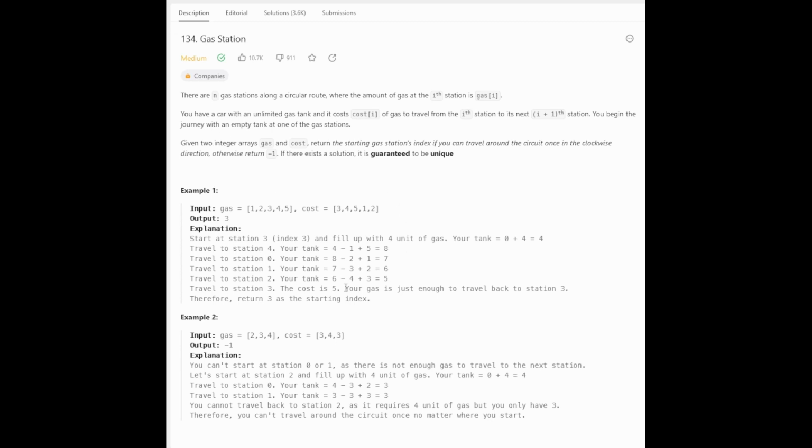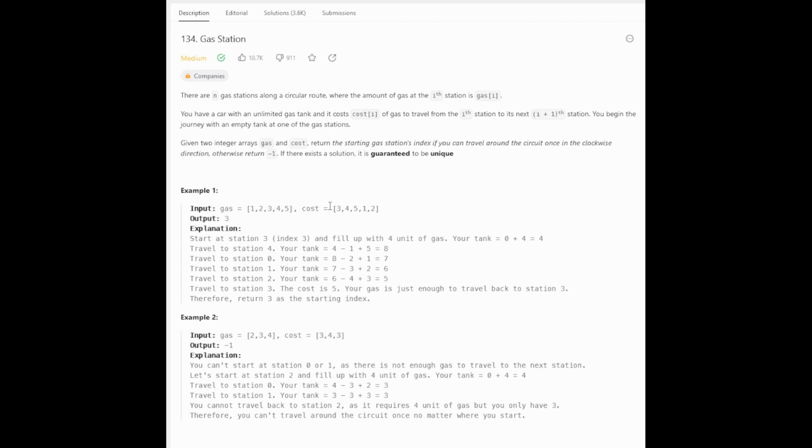And if we follow all of these gas stations in a circle, we end up at the same position that we started. The same is true for cost, where at each position i, we have the cost of moving from that gas station to the next gas station. And what we have to do is find out where we begin our road trip.